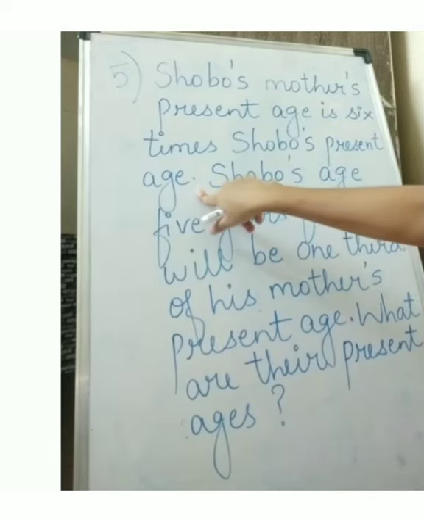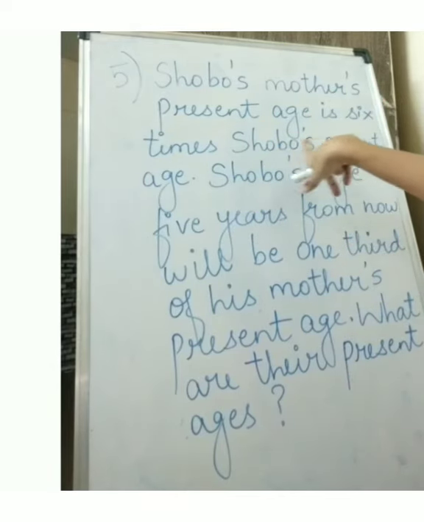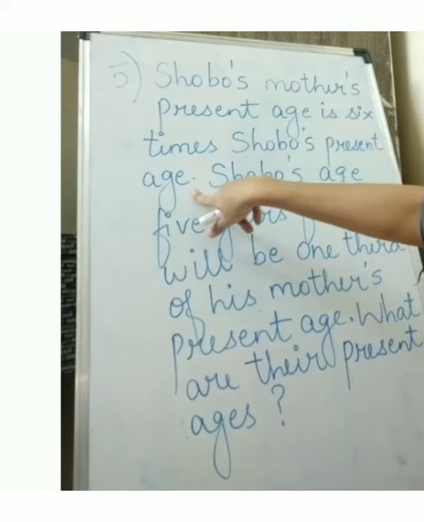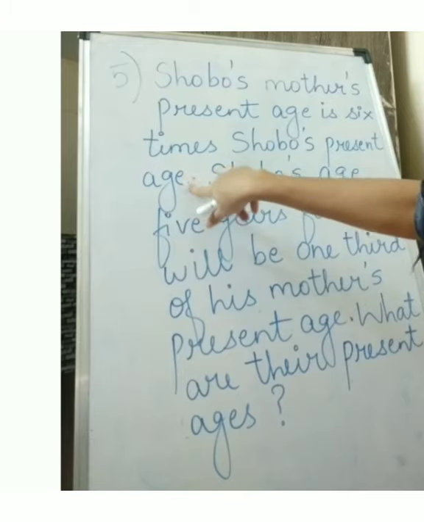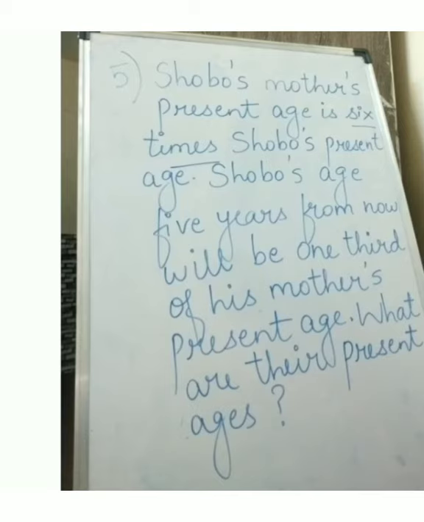Okay. Now I think this point is clear that Shobhu's mother's present age is 6 times Shobhu's present age. If Shobhu's age is x years, then her mother's age will be 6x. Now the next thing is Shobhu's age 5 years from now.